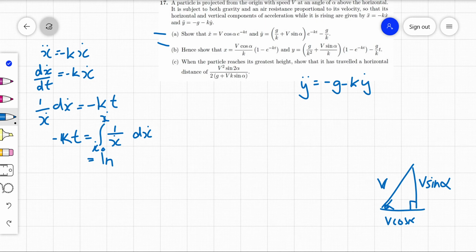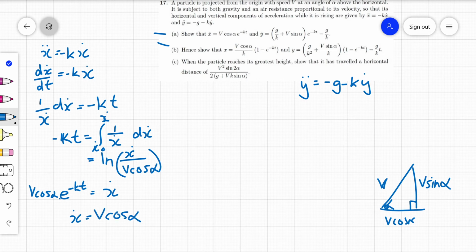Now the pen's going to stop working soon. So when I sub x dot in, I'm going to get log x dot minus the initial, which is v cos alpha. If we exponentialize both sides, we get x dot on v cos alpha equals e to the minus kt. So x dot equals v cos alpha times e to the minus kt, which is what we wanted. So that's how you get that one.